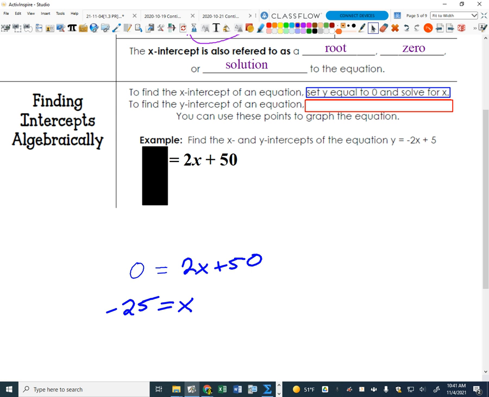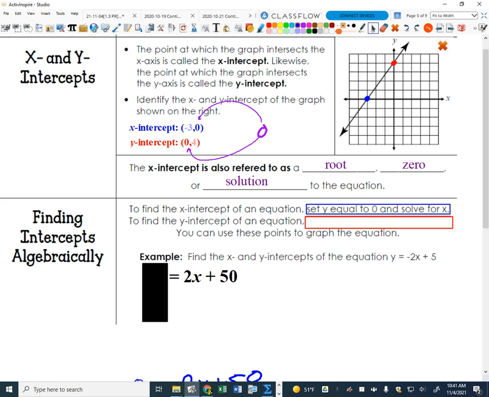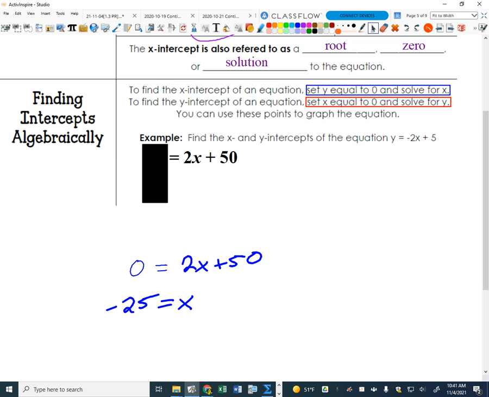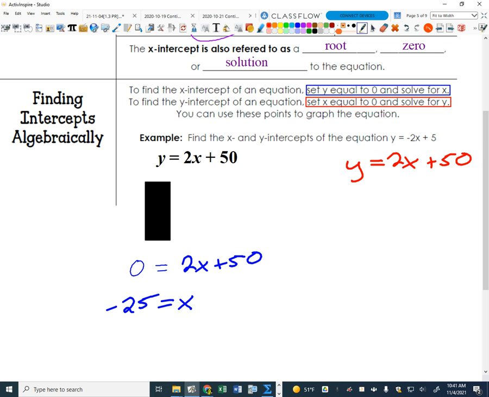How about that? Okay. What about the strategy for finding the y-intercept? What's that obviously going to be? Set x equal to 0 and solve for y, right? Same idea. Set x equal to 0 and solve for y. Let's try that one. So if we start with our original equation again here, y equals 2x plus 50. If I set x equal to 0, I get y equals 2 times 0 plus 50. What's 2 times 0? 0. So I just get y equals 50, right?